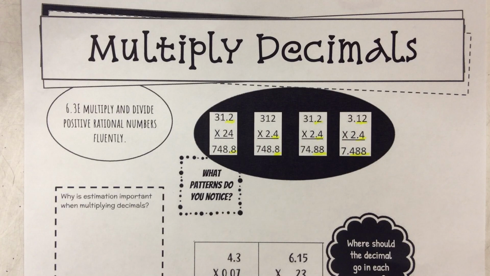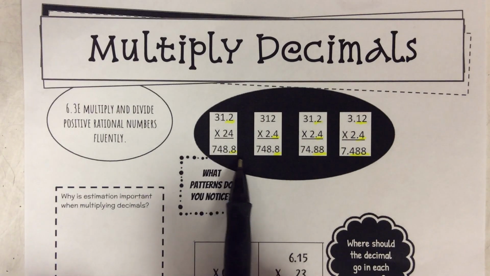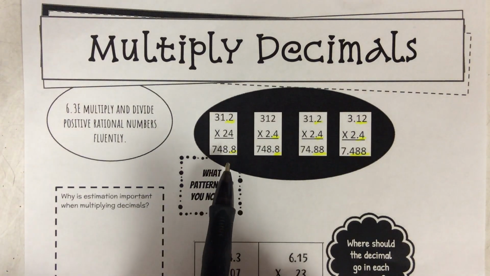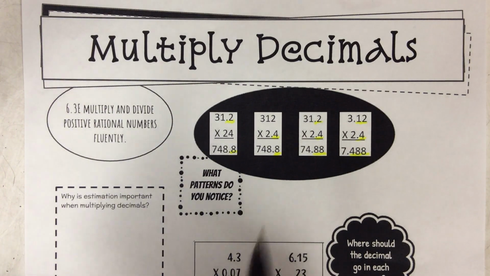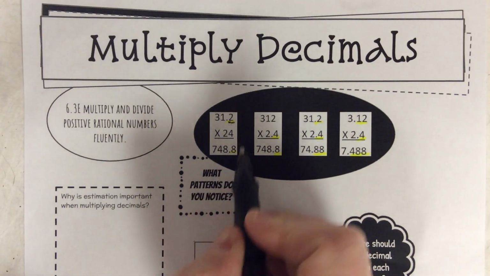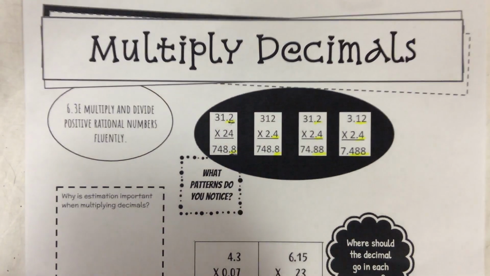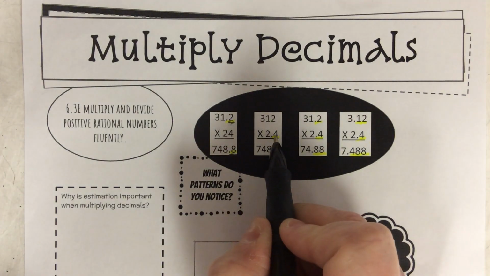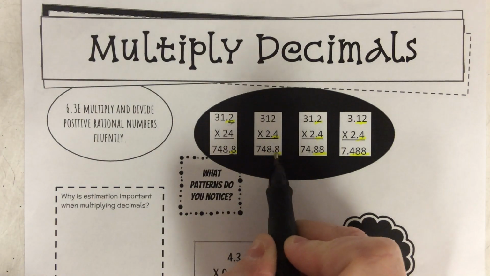Okay, I want you to think about what you notice about the number of digits in each problem here and the number of digits that are behind the decimal or to the right of the decimal. In this one, I have one digit to the right of the decimal, and my answer has one digit to the right of the decimal. So right here, the 4 is the only digit to the right of the decimal.